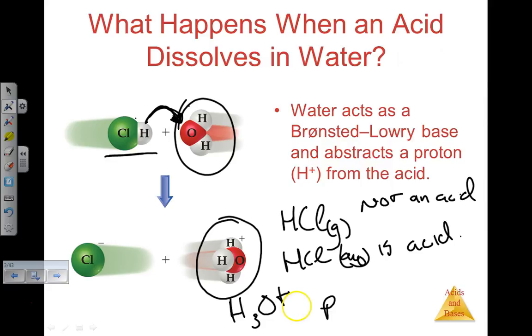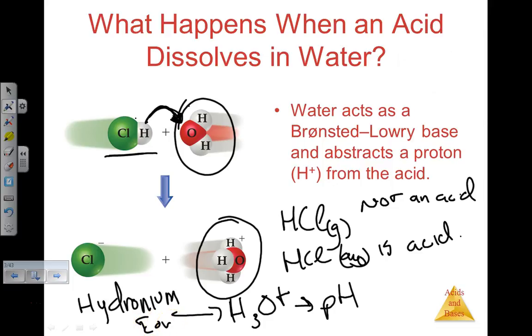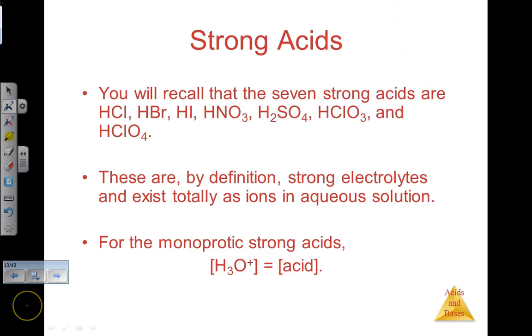Okay, and this ion, that has a name, and you'll hear me call it the hydronium ion. Okay, that hydronium ion is the thing that causes something to have pH. Now, this slide is a little deceiving because it says you will recall.